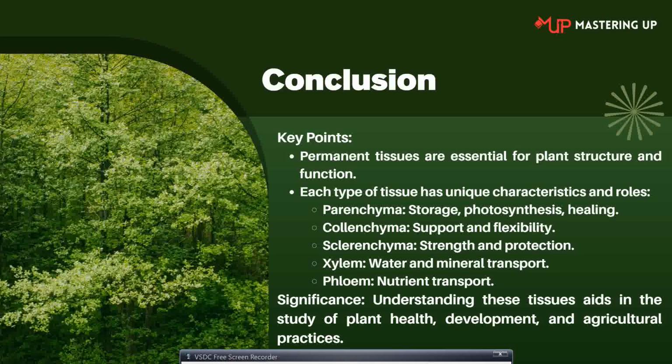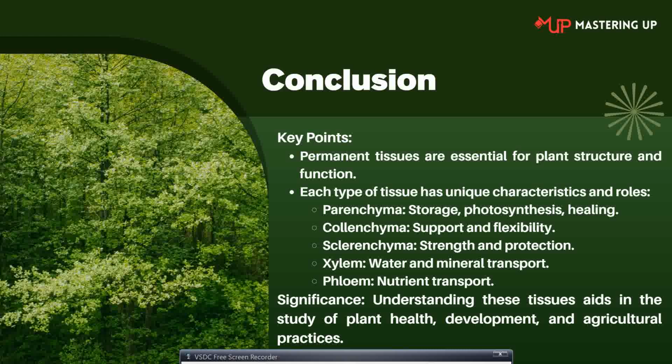Let's have a conclusion. Key point to notice: permanent tissues are essential for the plant structure and function. Each type of tissue has a unique characteristic and role. The parenchyma is there for storage, photosynthesis and healing. Collenchyma is for support and flexibility. Sclerenchyma is for strength and protection. These three are the simple permanent tissues, and now xylem for water and mineral transport, phloem for nutrient transport. So these two are the complex permanent tissues.